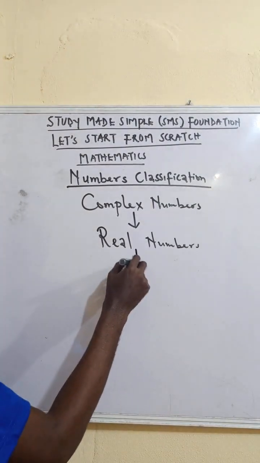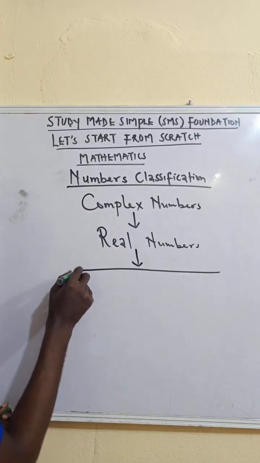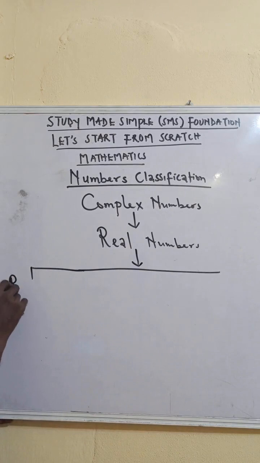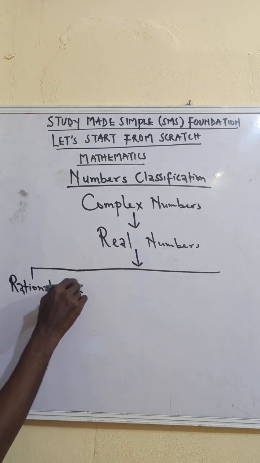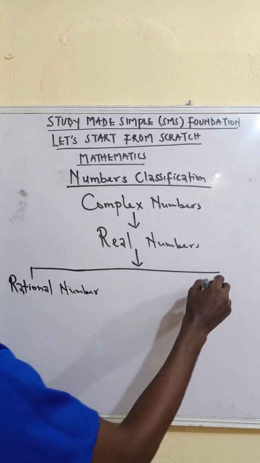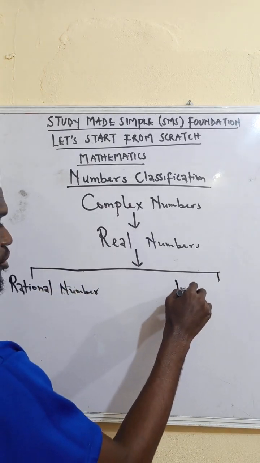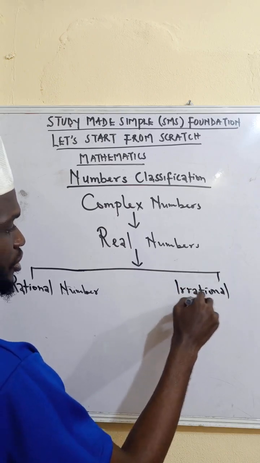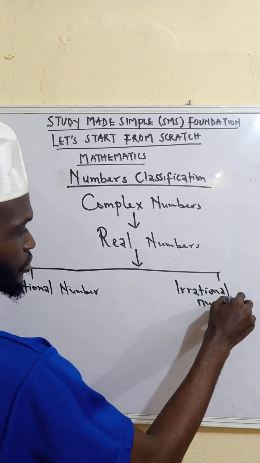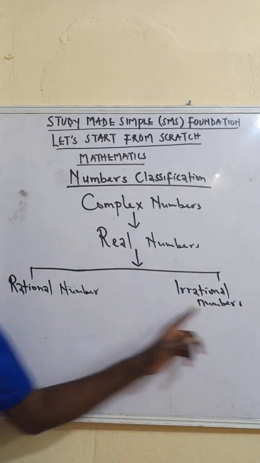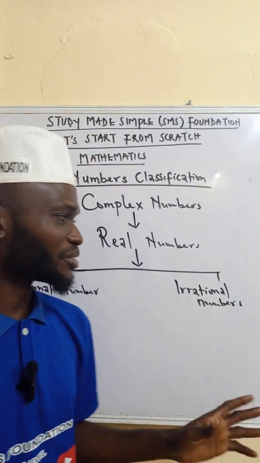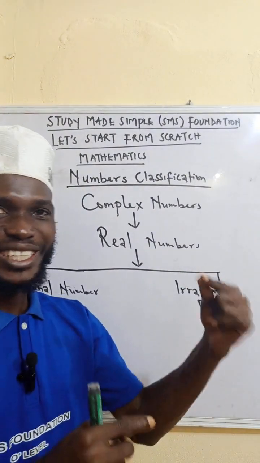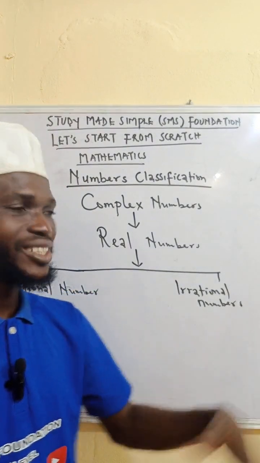Now, this set of real numbers is further broken into two. We have the set of rational numbers, and the irrational numbers. So these are the two that we have. Then the irrational numbers are not really difficult. Any number that leads to non-terminating, non-recurring decimals, like square root of 2.